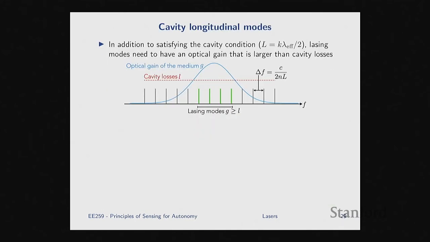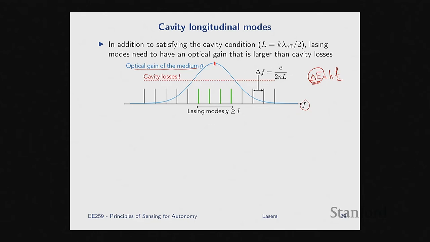Okay, so here's a picture to illustrate that. This blue curve is the optical gain of the medium as a function of frequency. It's going to peak around some frequency, according to delta E equals hf, where it's most efficient at the frequency that matches the delta E of the gain medium. This is the band gap energy of the gain medium. So that's the gain behavior: you get the most gain at some frequency, and it drops off.